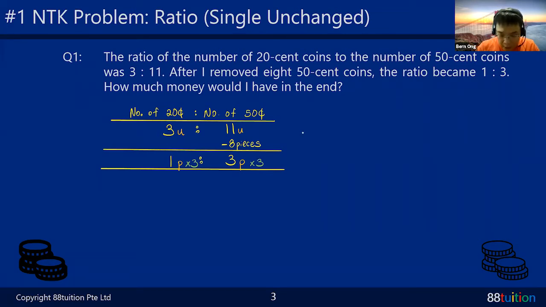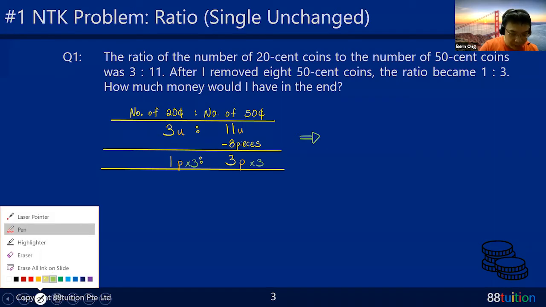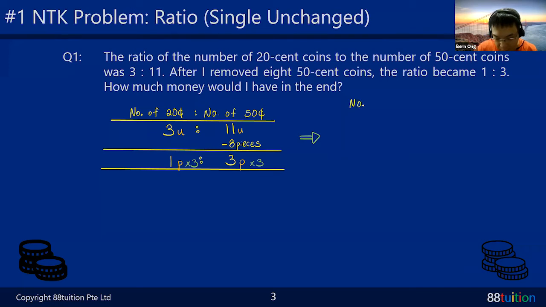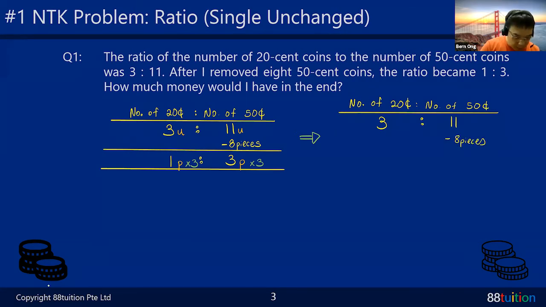So down here, after you do the adjustment, usually I will rewrite again, to make me feel happier, to make my eyes see better. So number of 20-cent coins versus number of 50-cent coins. Just rewrite a little bit, summarize, bring the ratio to the right level. So down here again, we have 3 is to 11, and we have minus 8 pieces of 50 cent here.